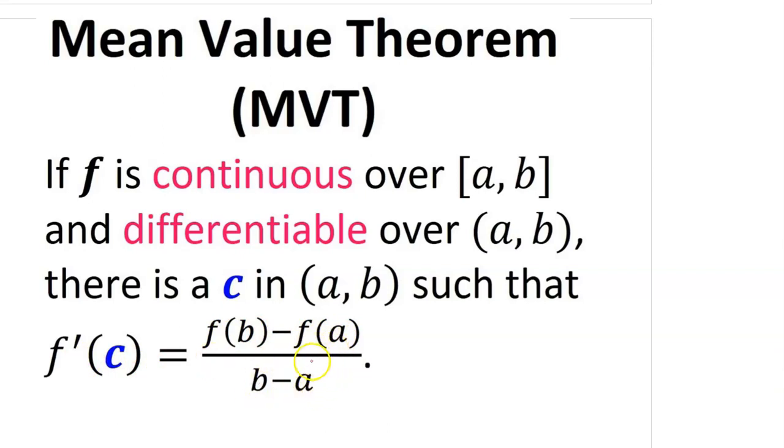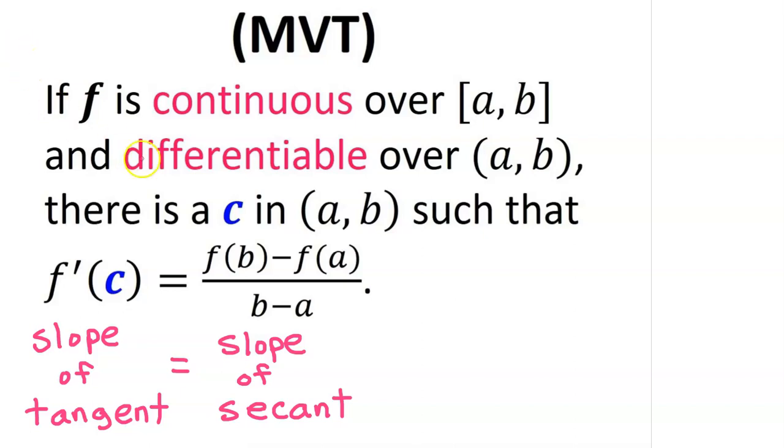So what does this really mean? The mean value theorem is just saying that there is some point c where the slope of the tangent line is equal to the slope of the secant line.